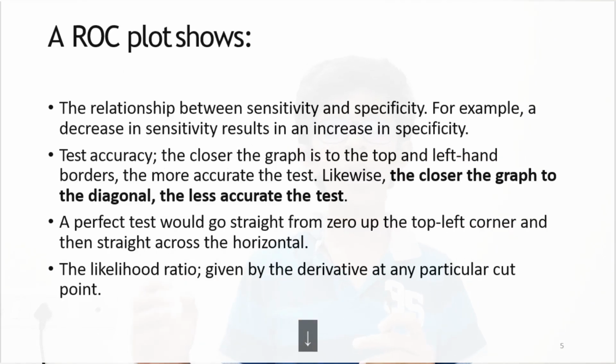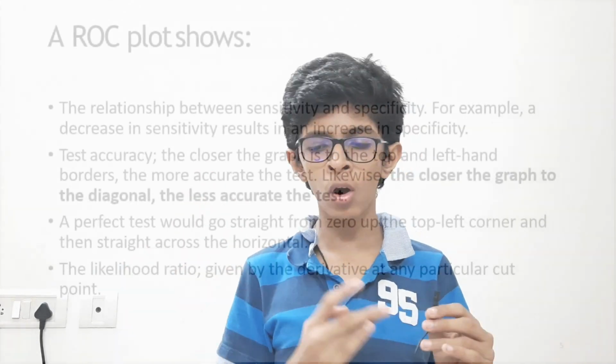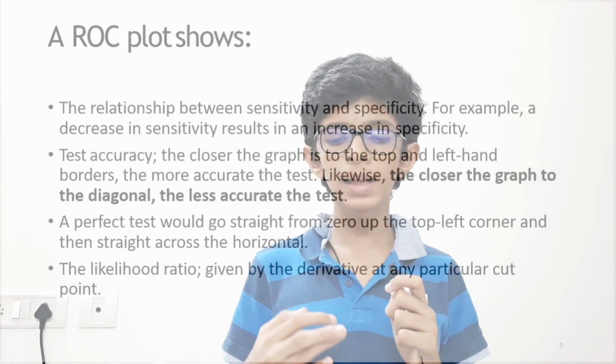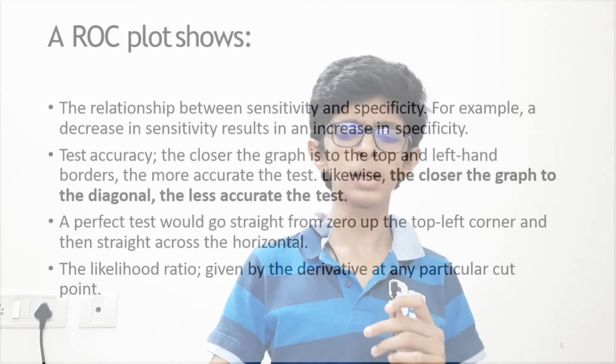A ROC plot shows the relationship between sensitivity and specificity: any increase in sensitivity will be accompanied by a decrease in specificity. For test accuracy, the closer the graph is to the top left-hand border, the more accurate the test is. Likewise, the closer the graph is to the diagonal, the less accurate the test is. A perfect test would go straight from 0 up to the top left corner, then straight across the horizontal. The likelihood ratio is given by the derivative at any particular cut point.